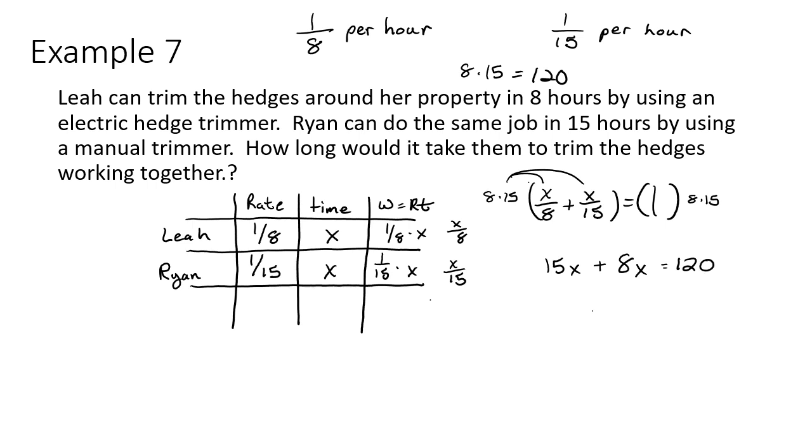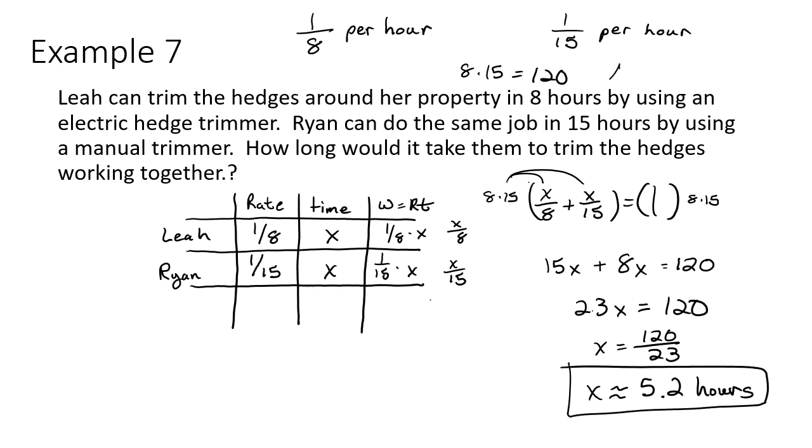So now we can solve for x. 15 plus 8 would give us 23x. Divide by the 23. And if we plug this into a calculator, we would get that this is about equal to 5.2 hours. Definitely less than the 8 that Leia could do the job on her own in.